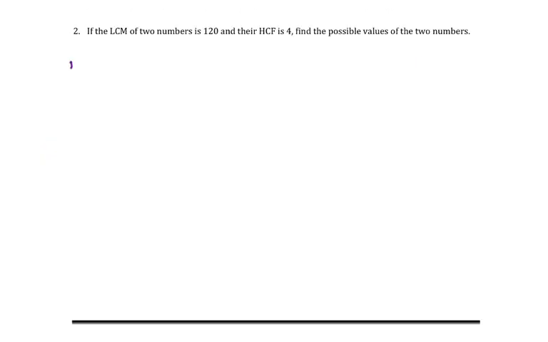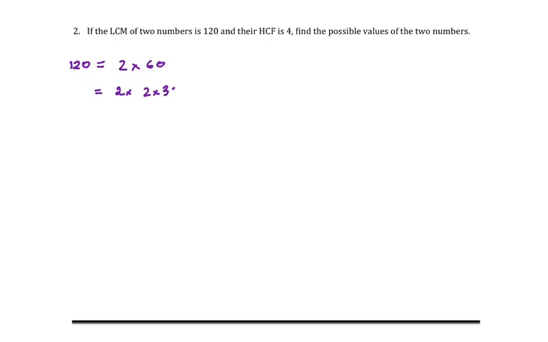Question 2, from the problem-solving section. So we want two possible numbers, any two, that have a lowest common multiple of 120 and a highest common factor of 4. So let's find the prime factorizations, since if we know how the numbers were built, we can work out everything we need to know about the two numbers we're trying to find.